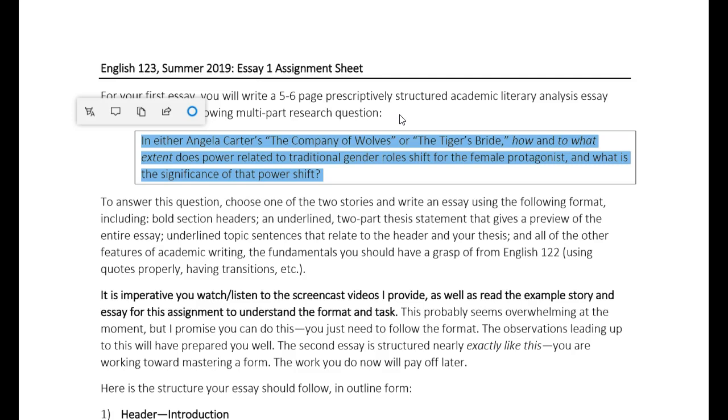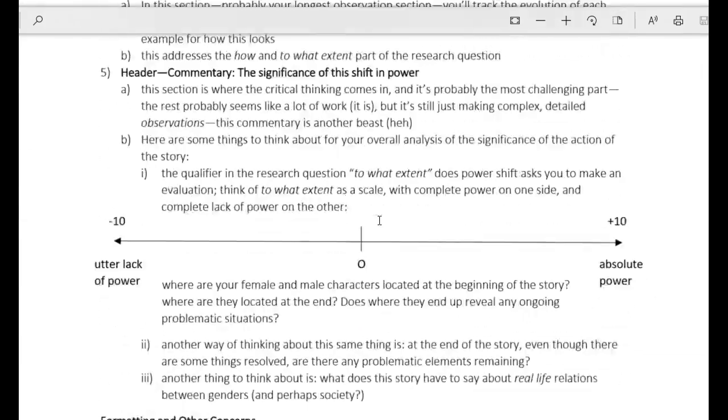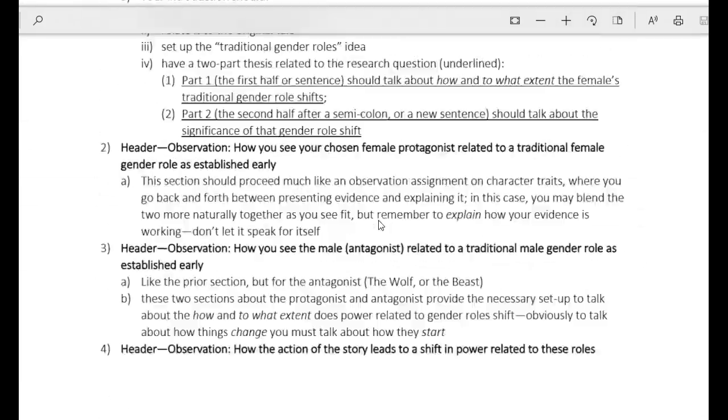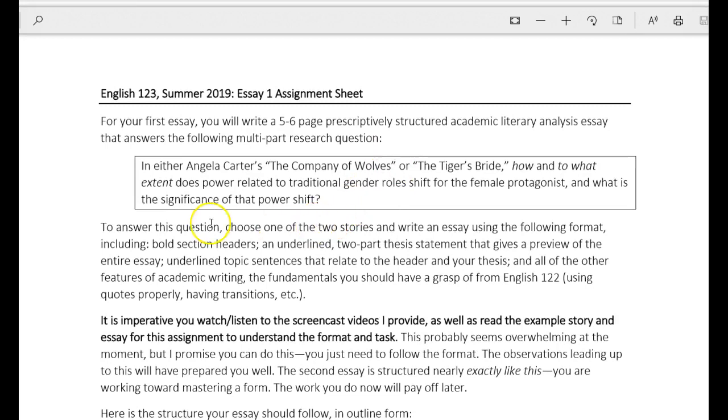This is a research question, and the research question is this: in either Angela Carter's The Company of Wolves or The Tiger's Bride, how and to what extent does power related to traditional gender roles shift for the female protagonist, and what is the significance of that power shift? So that's it. If I didn't have to tell you all this other stuff, you could just approach that in an essay. However, I think all this other stuff is going to help you.